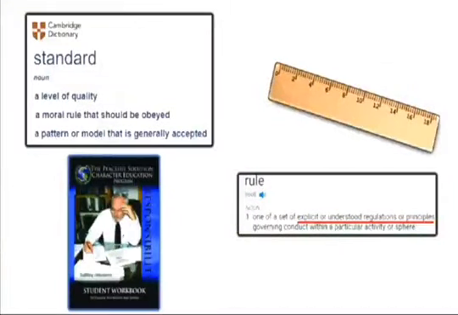Here's the standard. Standard means a level of quality, a moral rule that should be obeyed, a pattern or model that is generally accepted. Now, everybody generally accepts we shouldn't steal, we shouldn't murder. They agree on those basic moral principles. Remember, these moral principles are universal. We taught that in the character unit in the first few pages. There's certain things we all agree on. But you want to know what the standard of perfection is in moral character? It's right there. It's that book, The Peaceful Solution. That program is the standard of perfection. When it comes to moral character being taught, there's no program like it.